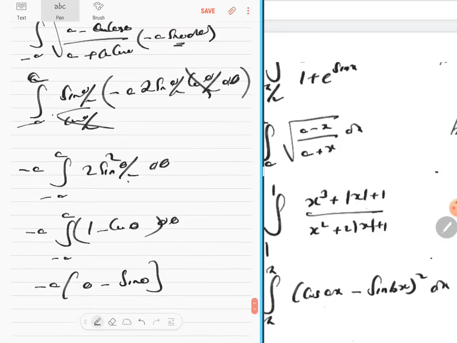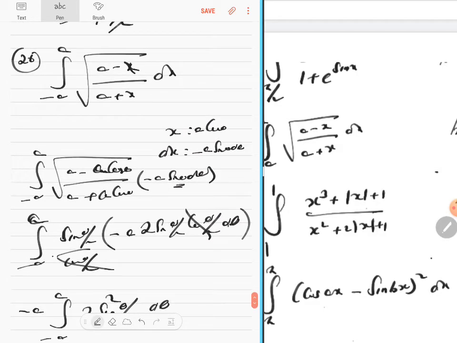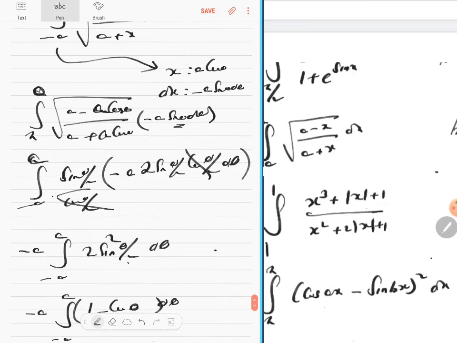What about the limits? The limits do change when I substitute x. I'm always coming to that at last; I should do it then and there. But anyway, if x is minus a, cos theta becomes minus 1, so theta will be pi. And for x equal to a, cos theta is 1, so theta is 0. So the limits are from pi to 0.